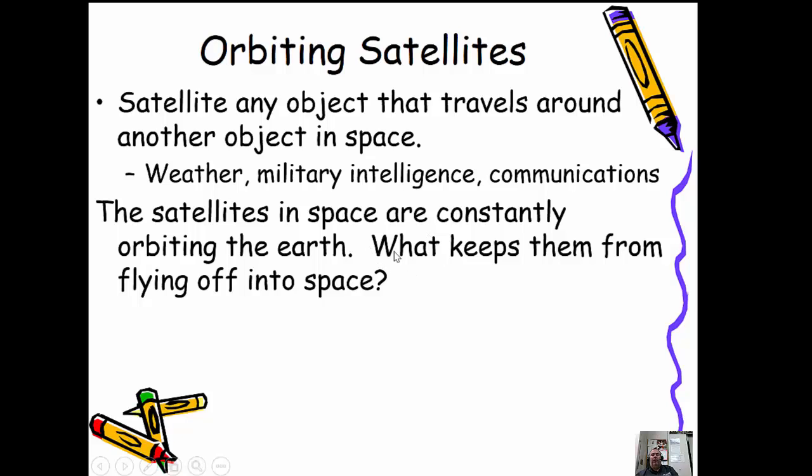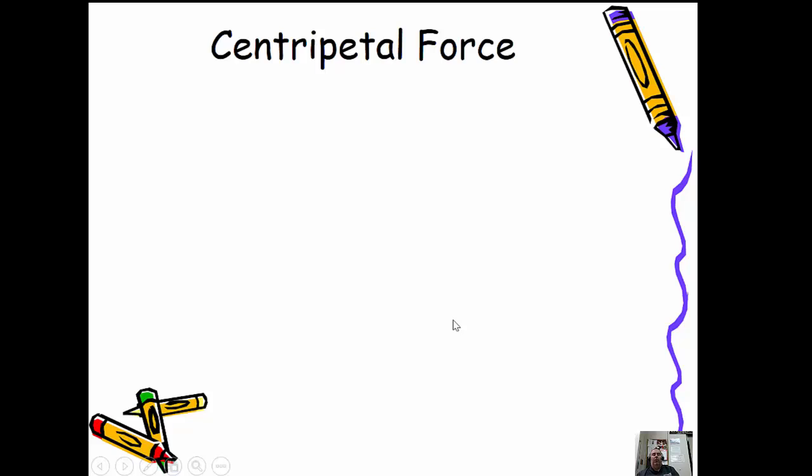Satellites in space are constantly orbiting the Earth. What keeps them from flying off into space? Because technically they're trying to go off in a straight line. But Earth's gravity is always pulling it back in. So as it moves forward, Earth causes it to pull down. As it's coming down, Earth pulls it back in. So Earth's gravity keeps it in that orbit, keeps it in that circular motion.